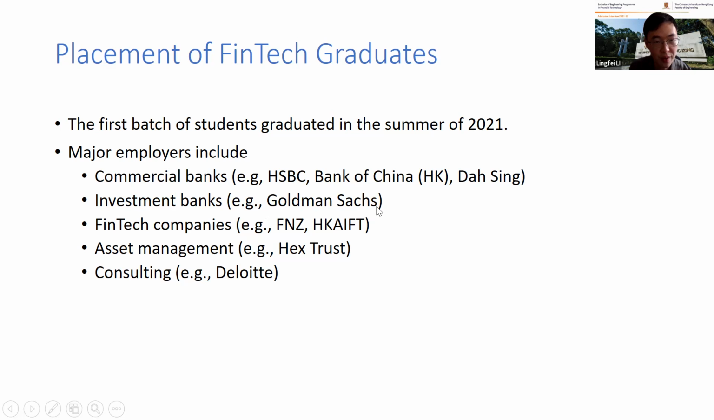And then some students work in investment banks like Goldman Sachs. Some of them work for FinTech companies. Some of them work for asset management firms. And also some work for consulting firms like Deloitte. So actually, there are many job opportunities. You don't have to limit yourself to banks or investment banks. If you prefer technology companies, you could go and apply for technology companies, and also for consulting firms.